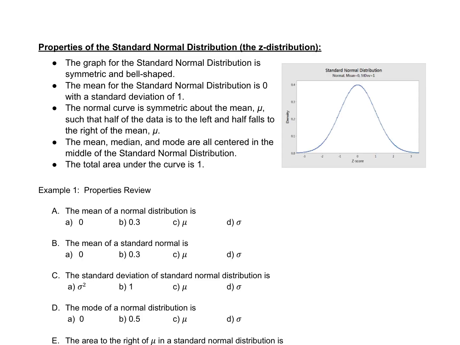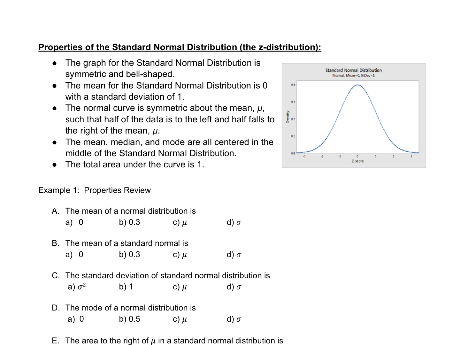All right, properties of the standard normal. The graph is symmetric and bell-shaped. The mean is 0. Standard deviation is 1. The normal curve is symmetric about the mean, so half the data is to the left, half the data is to the right. The mean, median, and mode are all centered, and the total area of the curve is 1. So this is just like the normal, it's just that we can tell you specifically what the mean is and what the standard deviation is. We know those values for the standard normal. Okay, so that's just kind of summarizing it.